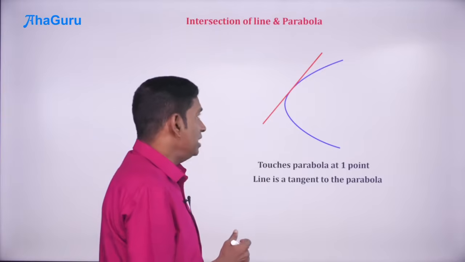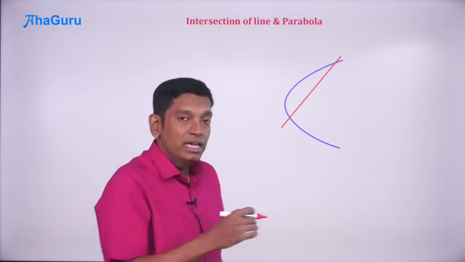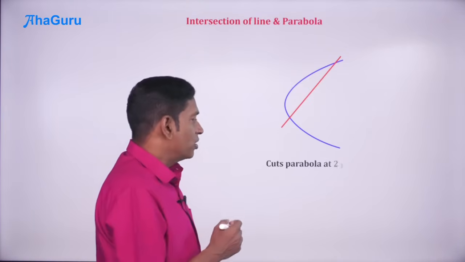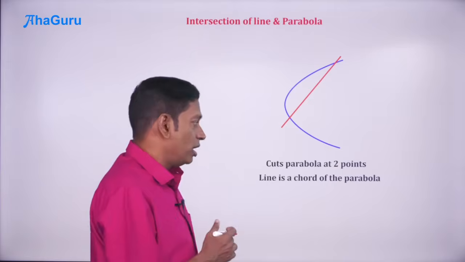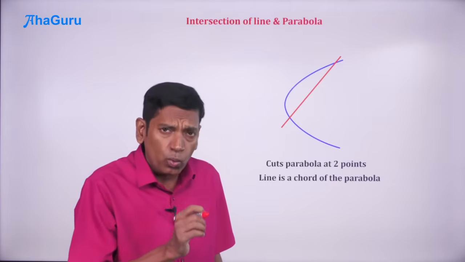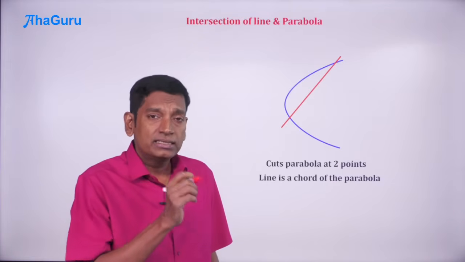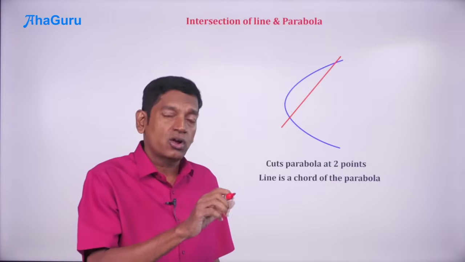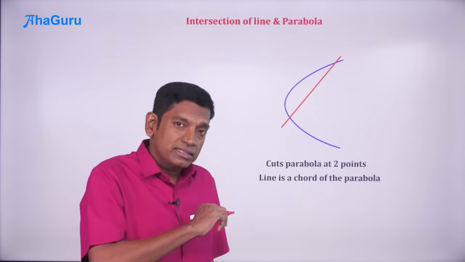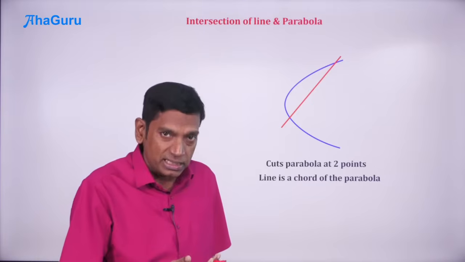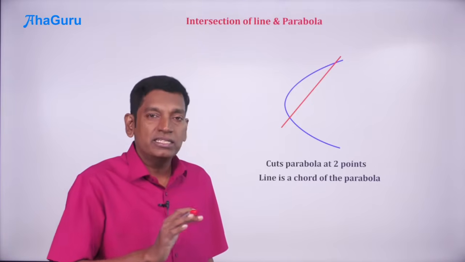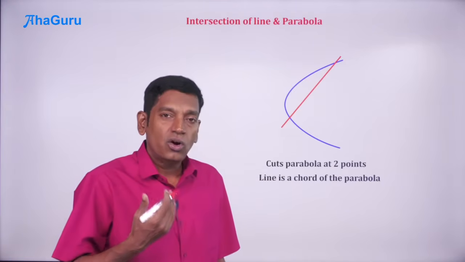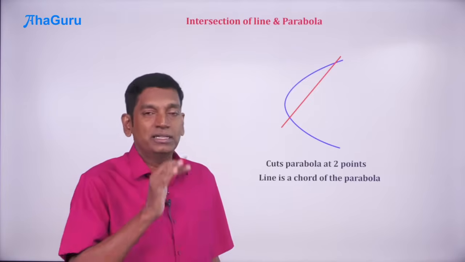And finally, if you move the line further, it is cutting the parabola at 2 points, and this we call a chord of the parabola. Now, one thing to note is that in a circle we would say a line segment joining 2 points is a chord and a line that cuts the circle at 2 points is a secant, but we are not going to make any such distinction here. We will call this the chord of the parabola. Just keep that in mind.